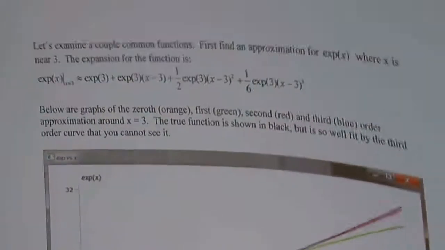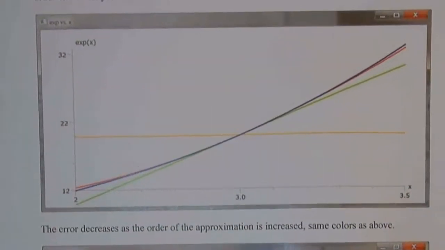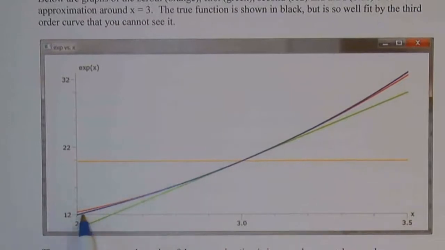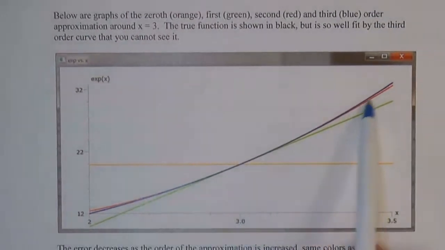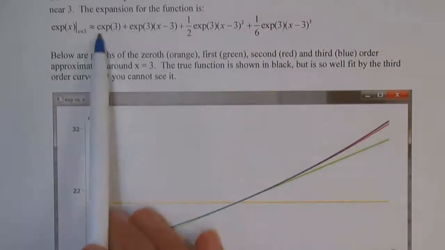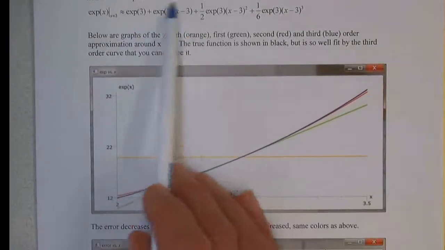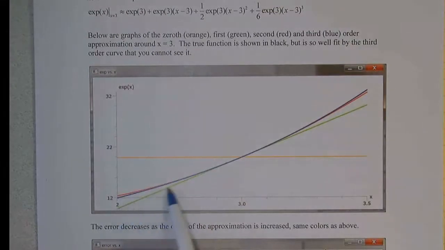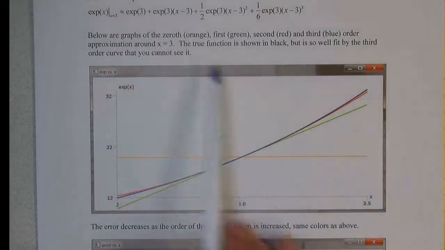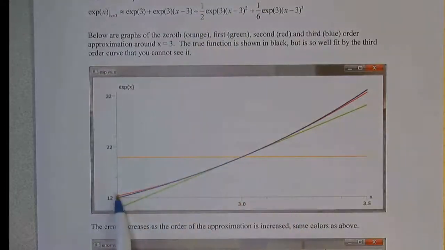We can turn to look at the graphs of this function. The actual exponential function is shown in black, the dark line here, and we have the 0th order approximation, just the constant evaluated at exponential 3, shown here in orange. That plus the first order linear term is shown in green, the straight line. The second order term is parabolic in shape, and that's shown in red. And then the third order term is shown in blue, and it agrees so well with the function, at least over this range of values, that we really can't distinguish between the two.